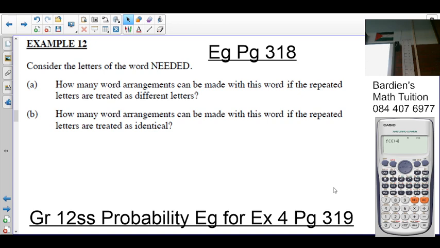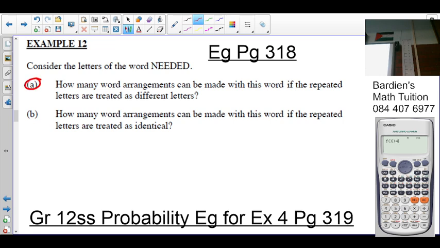So consider the letters of the word needed. Alright. So how many word arrangements can be made with this word if the repeated letters are treated as different letters? So, are we going to use that formula that we spoke about here? No. When do we use the formula? If the repeated letters are treated as identical letters. That's the only time. Okay.